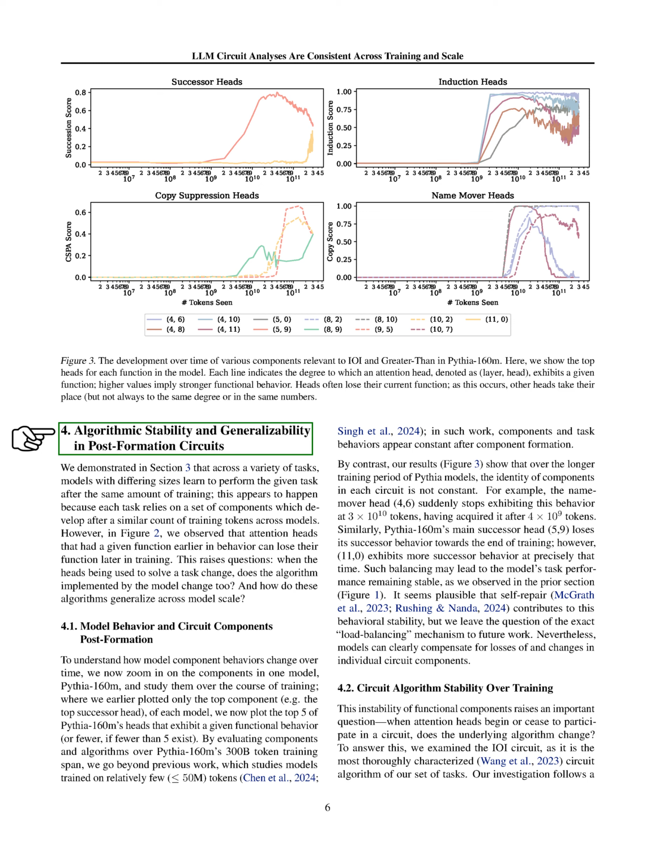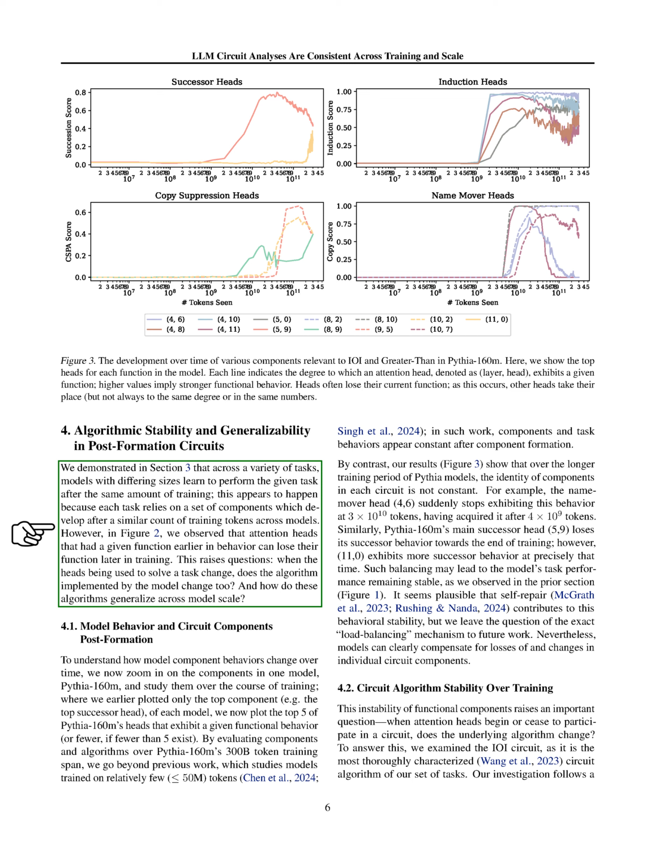Section: Algorithmic stability and generalizability in post-formation circuits. In this section, we showed that across different tasks, models of various sizes can learn to perform the task equally well after the same amount of training. This is because each task relies on components that develop after a similar number of training tokens across models. However, we also noticed that certain attention heads can change their function over the course of training.